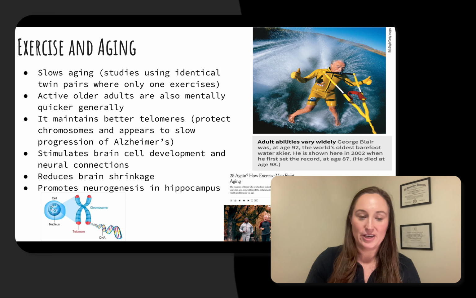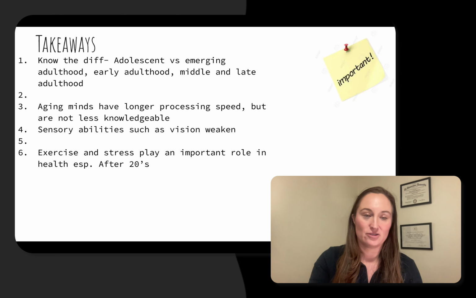Exercise can reduce brain shrinkage. We know from memory research that the hippocampus is one of the first things to shrink. So exercise is very important for protecting your memory as you age.